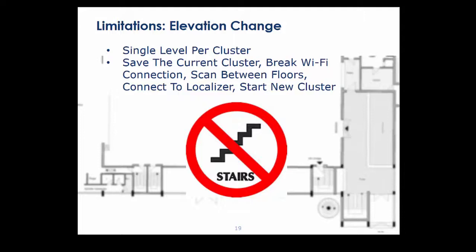Another limitation of the localizer is that it can only be used at one level at a time. Should you finish your single level of scanning, save the current clusters of scans, break your Wi-Fi connection, take some non-localized scans between floors, that way you have overlapping and connecting data. Then, when you're up on your next level, connect to the localizer, start a new cluster, and continue scanning as normal.